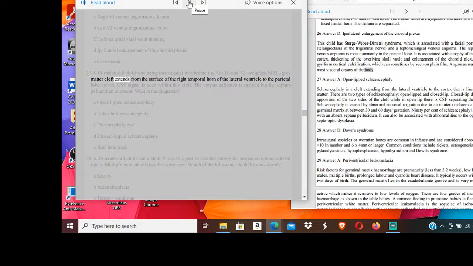On T2-weighted MRI, a gray matter cleft extends from the surface of the right temporal horn of the lateral ventricle to the parietal lobe cortex. CSF signal is seen within this cleft. The corpus callosum is present but the septum pellucidum is absent.